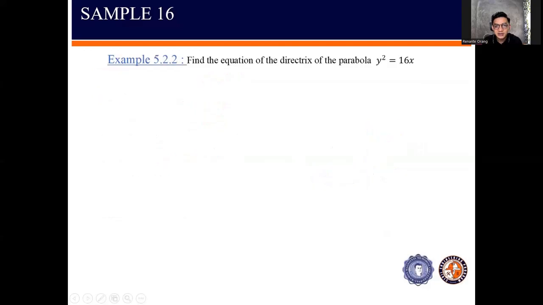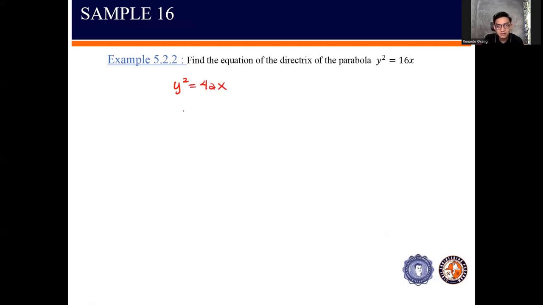Okay. So next example, find the equation of the directrix of the parabola y squared is equivalent to 16x. So as you can remember, yung tinatawag natin na directrix is yung line, no? Na same lang siya ng distance sa ating kahit saang point sa ating parabola papunta sa ating focus. Okay. So, paano kunin? Take note, again, ang formula natin for this one is y squared is equivalent to 4ax.